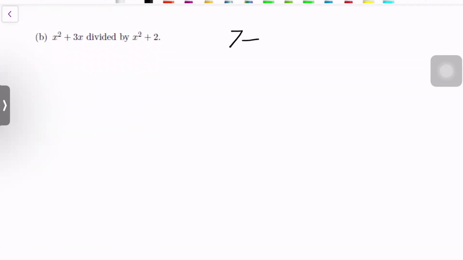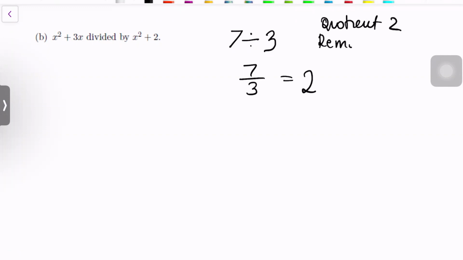Say, for example, you wanted to divide 7 by 3, in other words, 7/3. First, how many times does 3 fit into 7? 2. So that's your quotient. And now what's the remainder? If you fit 3 twice into 7, twice 3 is 6. So what still remains? 1, right?